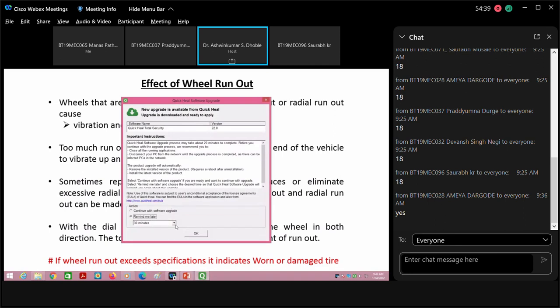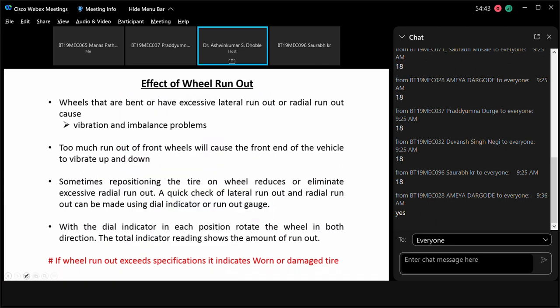So sir, ये रेड लाइन जो है ये काफी इंपॉर्टेंट है. What it says that if wheel runout exceeds specification, it indicates worn or damaged tire.